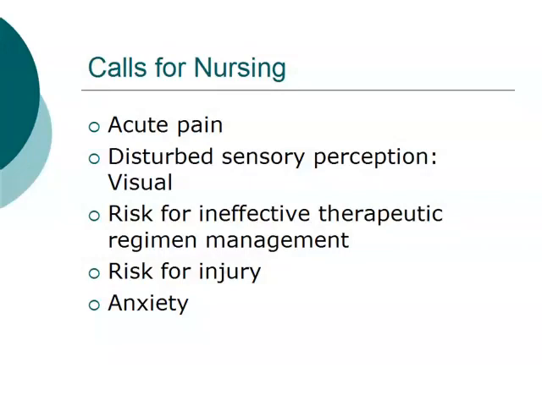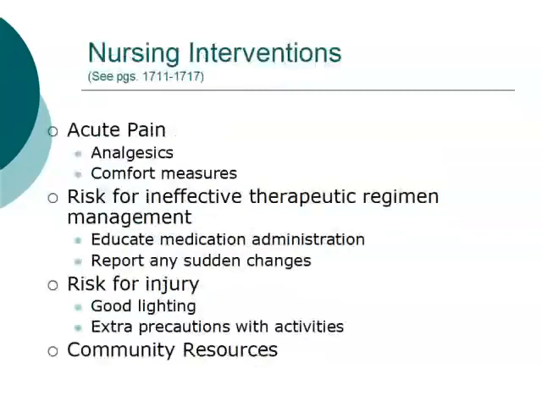Risk for injury related to loss of peripheral vision, secondary to glaucoma, or pain related to increased intraocular pressure, secondary to glaucoma. Nursing interventions for these patients are to give them pain medications, analgesics, and comfort measures, and to make sure the patients are educated and aware that they will need to be on medication for life. It's important that they don't stop it, or let prescriptions run out and go a few days without it, because the pressure will increase again if that happens.